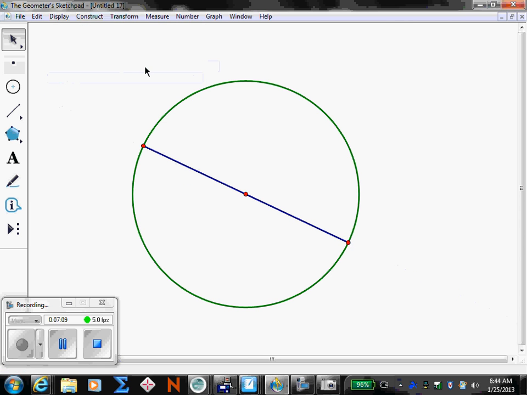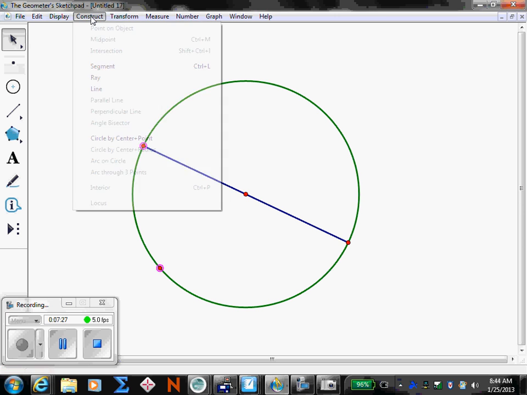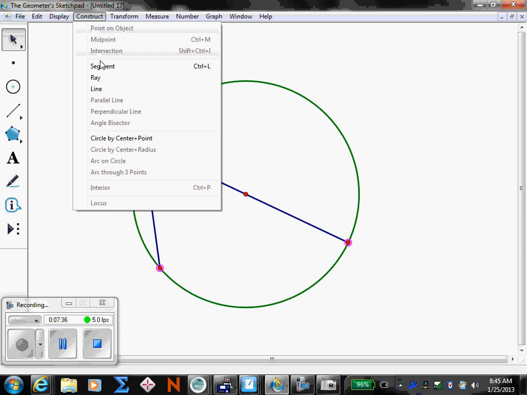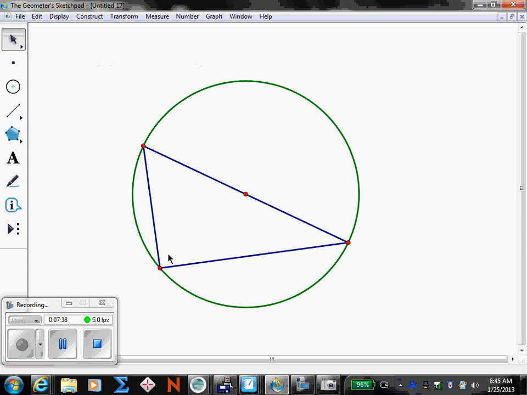So I have a semicircle. Now I'm going to put a point on the circle and make an inscribed angle that has its endpoints that lie on the ends of the diameter that I have constructed. So I want to construct a segment there. Then I want to construct a segment here to make my angle. And there we go. Now, so we have this inscribed angle.